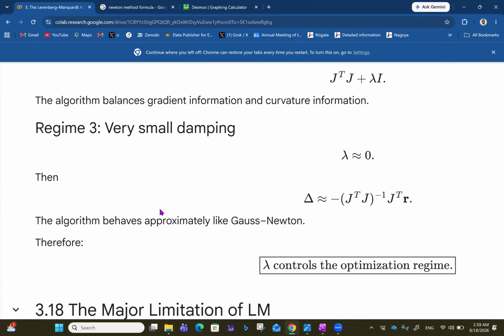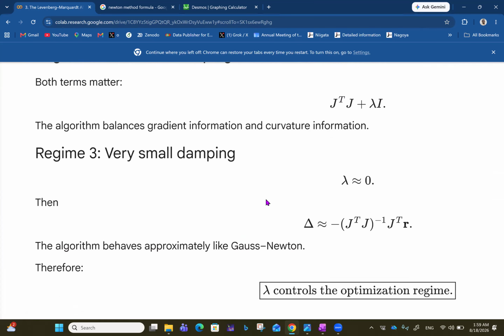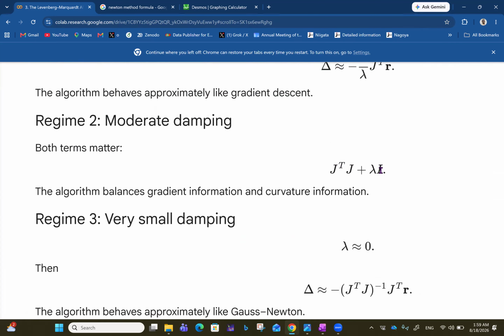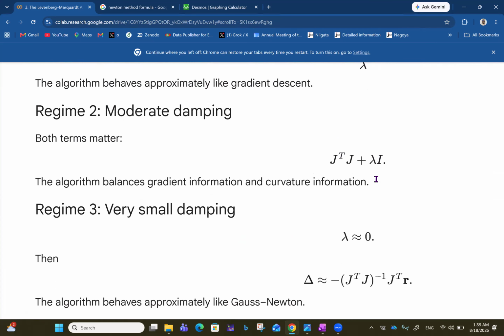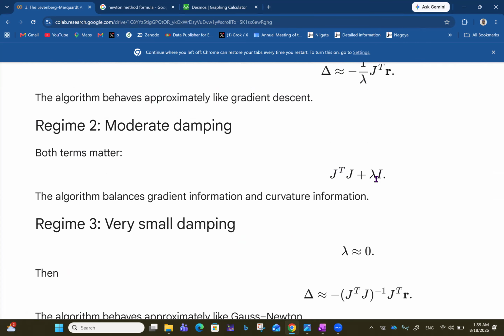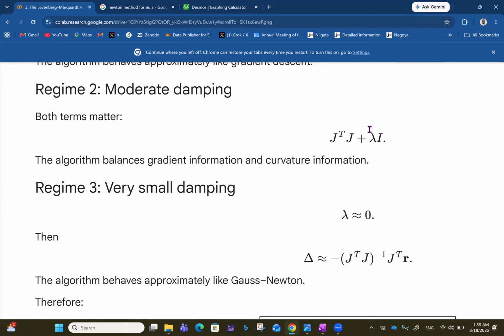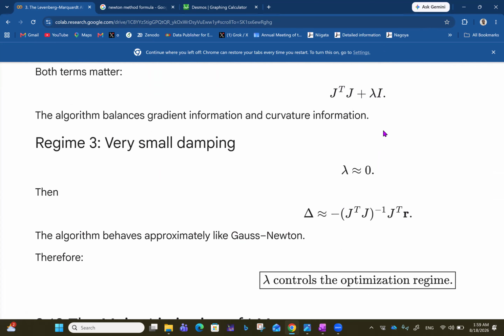On the other hand, we have very small damping. When lambda is very small, this term can disappear. So then we can say delta is approximately minus J transpose J inverse J transpose R, because lambda I is as good as 0. Then the algorithm behaves approximately like Gauss-Newton. Therefore, lambda controls the optimization regime.